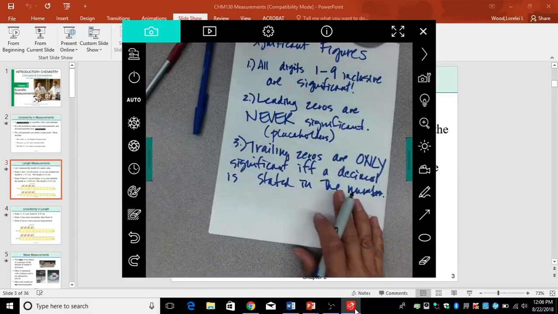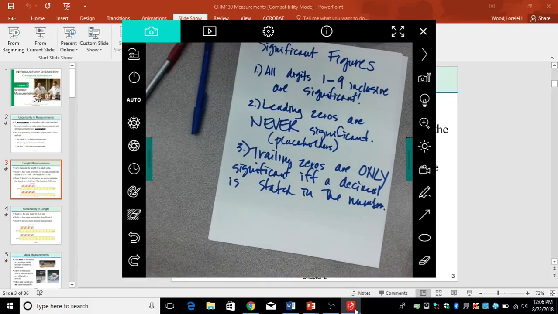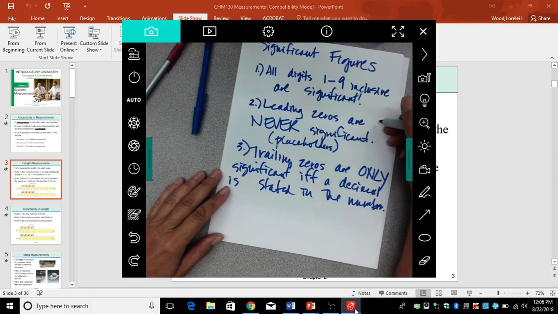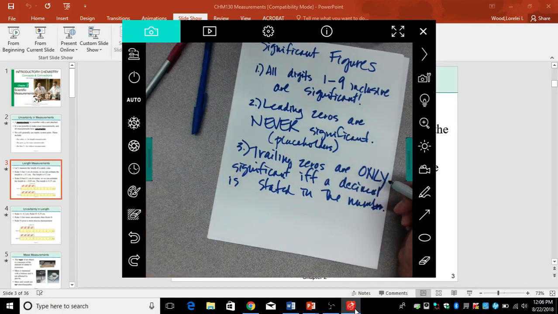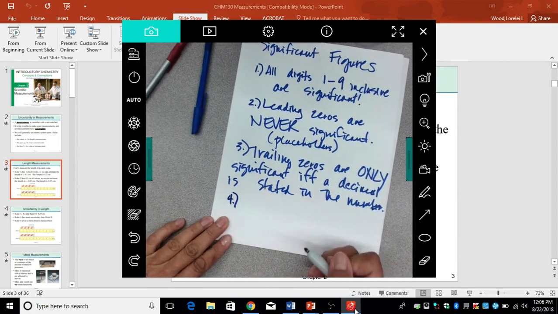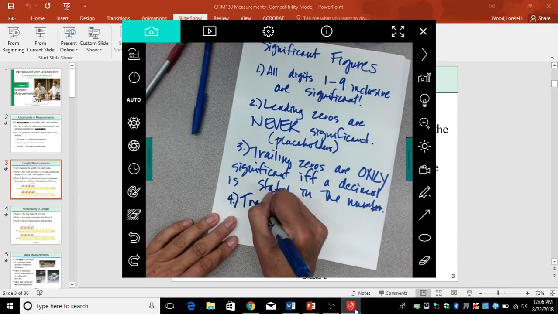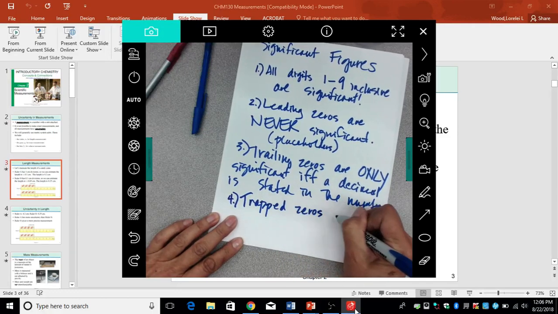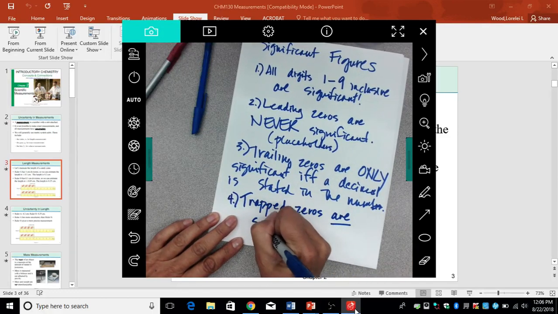All right, so we got 3 rules. First of all, numbers 1 through 9 inclusive are significant. Hang on just a sec. Leading zeros are never significant. Trailing zeros are the ones that are tricky because you have to decide if there's a decimal. And the last rule I want you to write down is trapped, T-R-A-P-P-E-D, trapped zeros are significant.